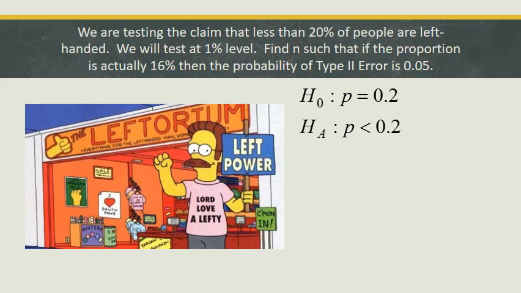Okay, here is another question about proportions. That means we have the z distribution, and here is the what if statement that all type 2 error questions have. We are given that the probability of type 2 error equals 0.05, and we have to solve for the sample size. So get ready for another long one.